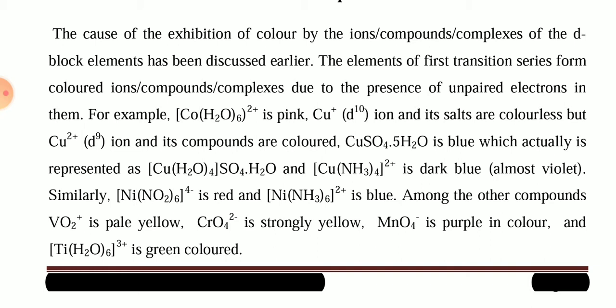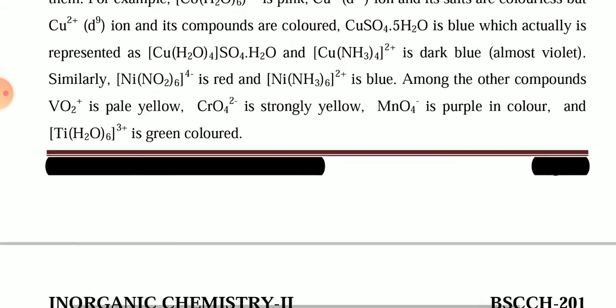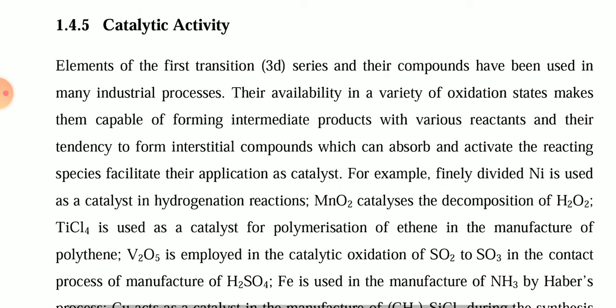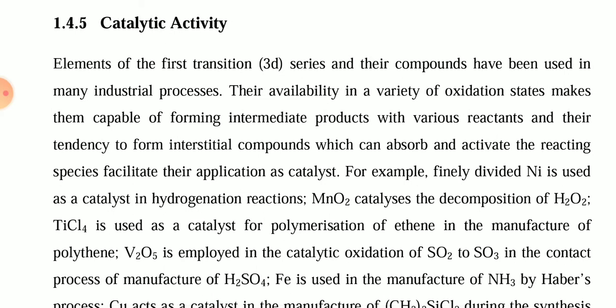So according to oxidation state, the color also changes from light to dark or dark to light. Okay, there are some more examples you can see here. Okay, so the catalytic activity, as we talked about earlier: here the elements of the transition series are a good reducing agent as well as a good oxidizing agent, so they can be used as a catalyst.